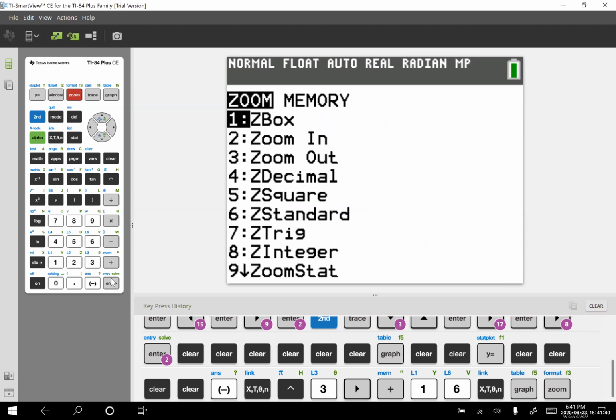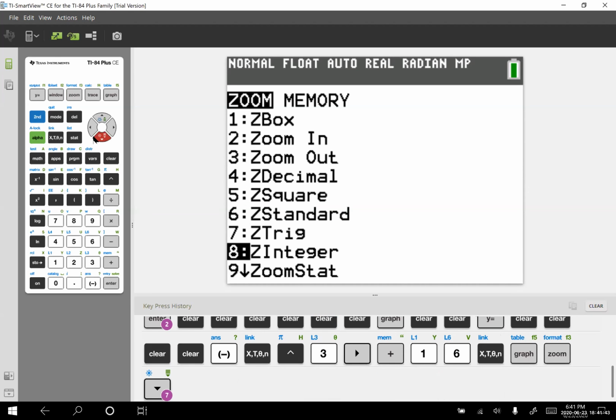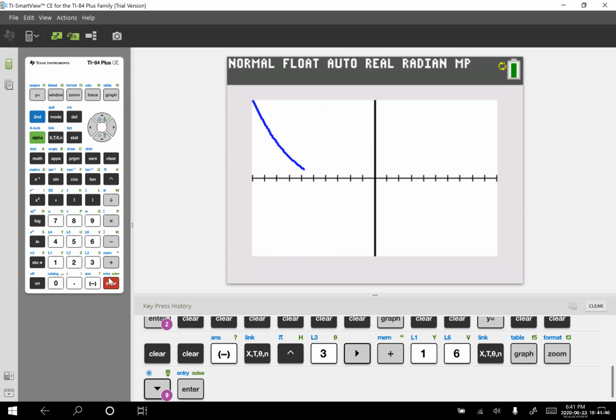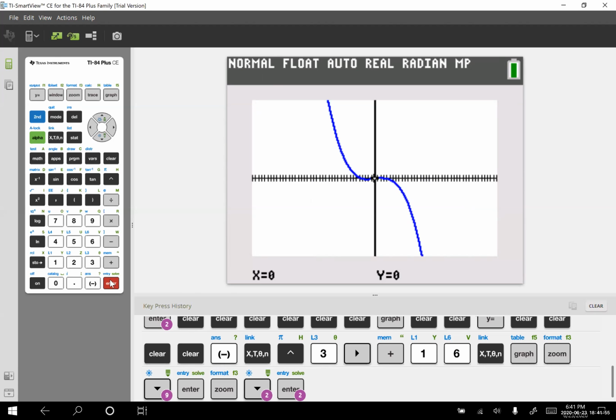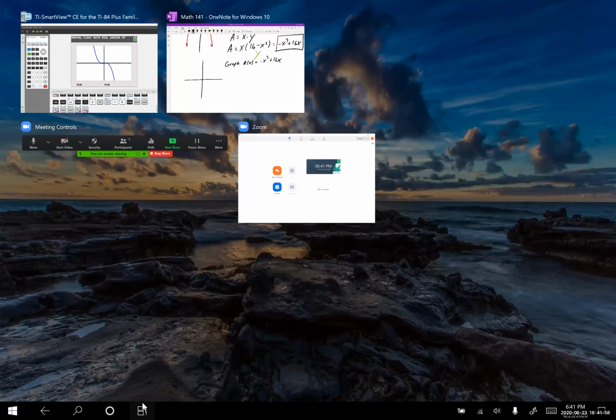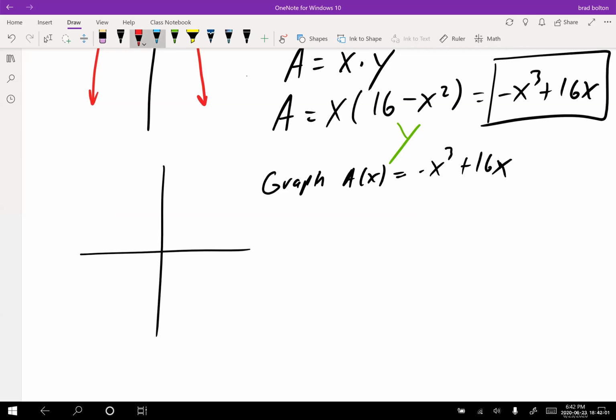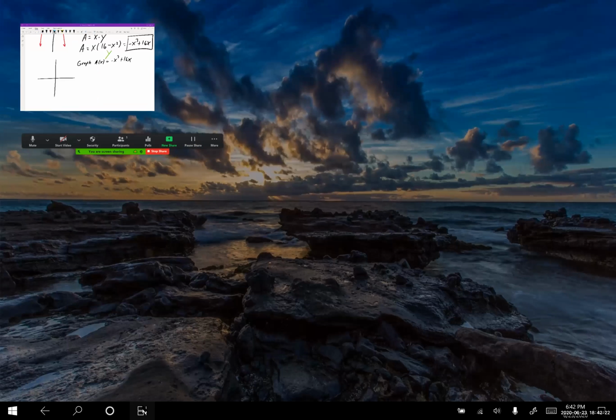Okay, so I'm going to do zoom fit. Whenever you guys are struggling to get it to fit, zoom fit is a good way to get it to go into the window that you want. Ooh, that kind of doesn't look like I want. Let's zoom out a little bit. Okay, so we have something like that. So when they ask me to graph it, I now have this graph. Negative x cubed plus 16x. Okay, that is definitely not the right graph.